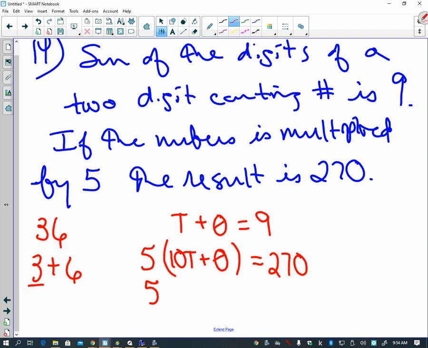Okay, 50t plus 5o. Right? It's not 50. All right, it's 270. Okay, so we have that.